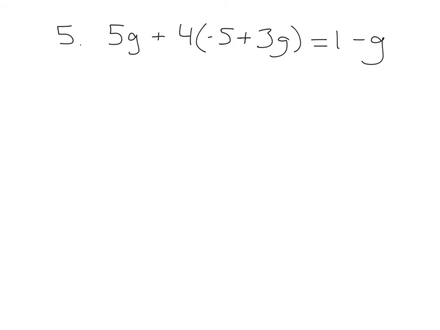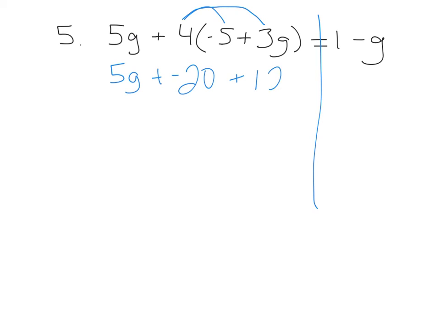And finally, we have one more here. We have to distribute once more. We're going to look at this 4 here. 4 times -5 and 4 times 3g. We're not going to do anything with this 5g first, so just drop it down. 5g plus a -20. I didn't mean to put the plus sign there, but -20. And then 4 times 3g is plus 12g. We haven't done anything with the 1 minus g yet.